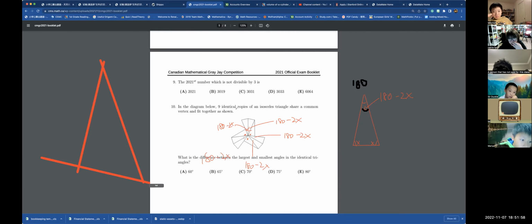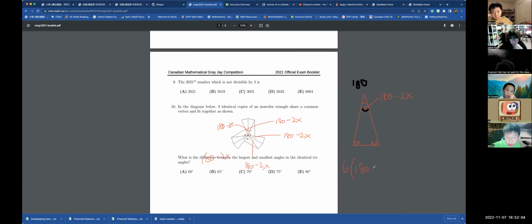So how many 180 minus 2x are there? 1, 2, 3, 4, 5, 6. So we can write 6 times 180 minus 2x, right? Then plus 1x, 2x, and 3x. So everybody, let me show you. In this circle, it equals what? 360 degrees. Any circle is 360 degrees.